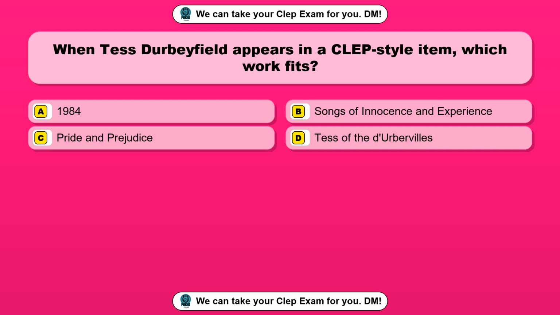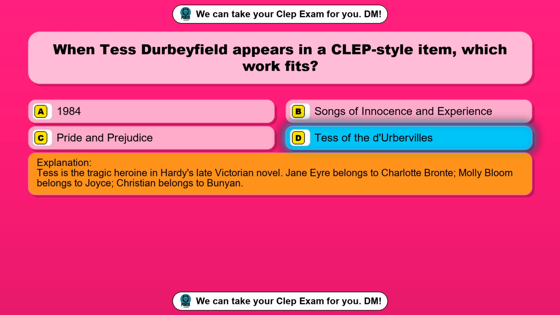Question 70. When Tess Durbeyfield appears in a CLEP-style item, which work fits? Option A, 1984. Option B, Songs of Innocence and Experience. Option C, Pride and Prejudice. Option D, Tess of the D'Urbervilles. The correct answer is option D, Tess of the D'Urbervilles. Tess is the tragic heroine in Hardy's late Victorian novel. Jane Eyre belongs to Charlotte Brontë, Molly Bloom belongs to Joyce, Christian belongs to Bunyan.